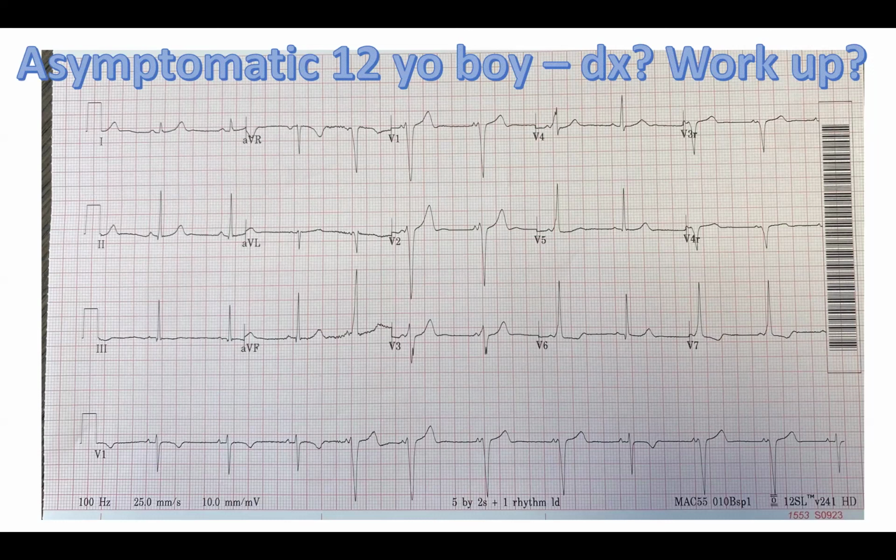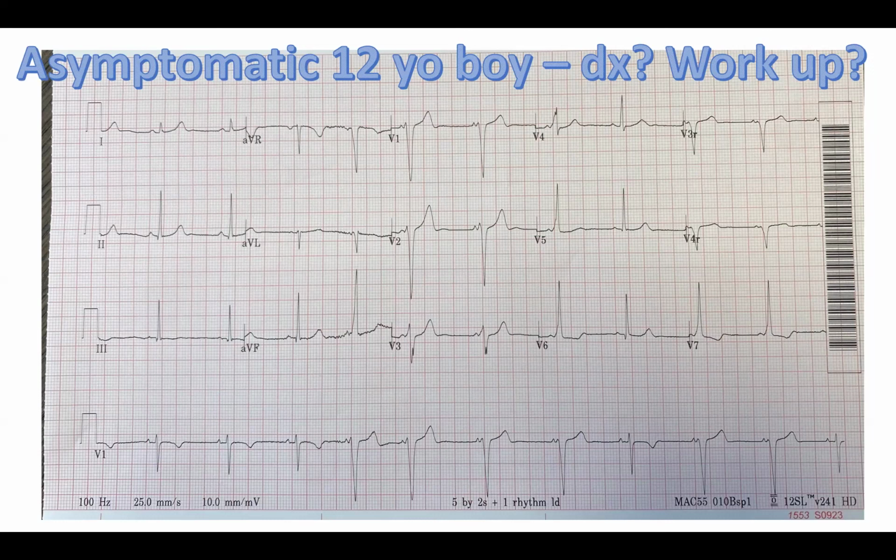Okay, so if this child were asymptomatic, what would you think about this patient? Somebody wants to put him, let's say, on Ritalin for ADHD. So the diagnosis is intermittent ventricular preexcitation or intermittent WPW. And what, if any, workup is necessary, or are you okay with what you've seen so far?